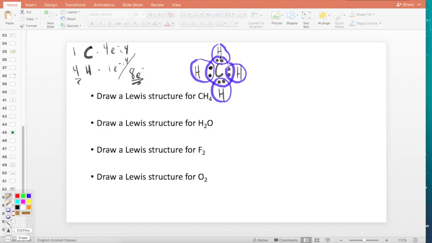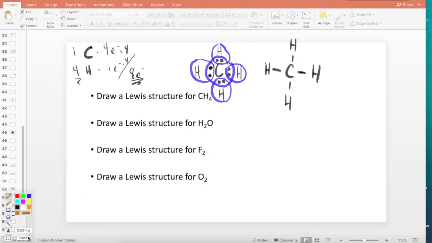And then every pair of electrons that is being shared between atoms, you're going to redraw as a dash. And that dash represents what, ladies and gentlemen? Yes, indeed, it represents a covalent bond. So you can see that right here, there are 4 covalent bonds. This is my Lewis structure. Yay.